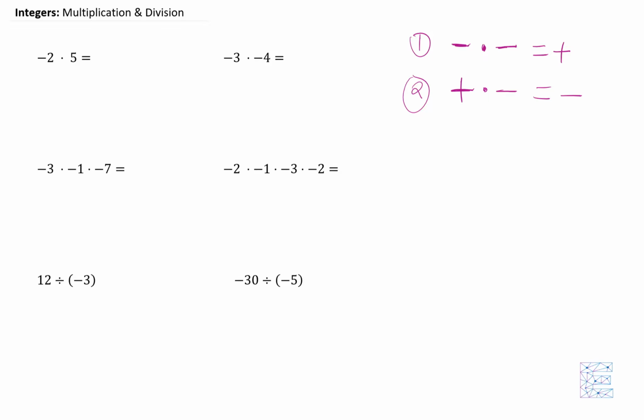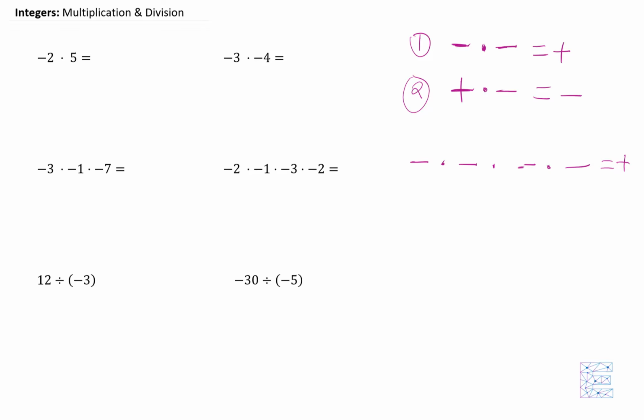To make these rules even more useful, because we don't always have two digits that are being multiplied or divided, sometimes you have 5 of them, we can boil it down to this. If you have an even number of negatives being multiplied, for example, 4 negative numbers, the answer will be a positive. If you have 6 negatives being multiplied, the answer will be a positive. If you have 96 negative numbers being multiplied, the answer will always be a positive. So for as long as you have an even number of negatives, they will always give you a positive.